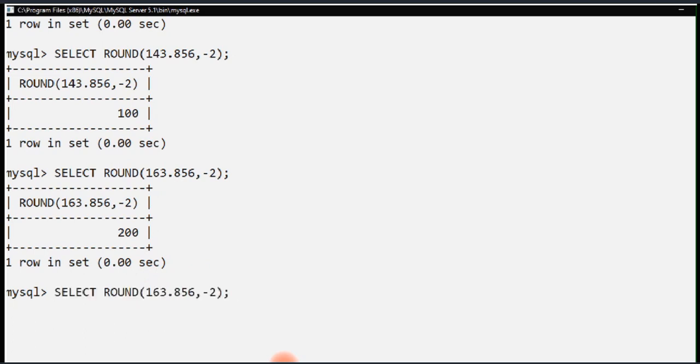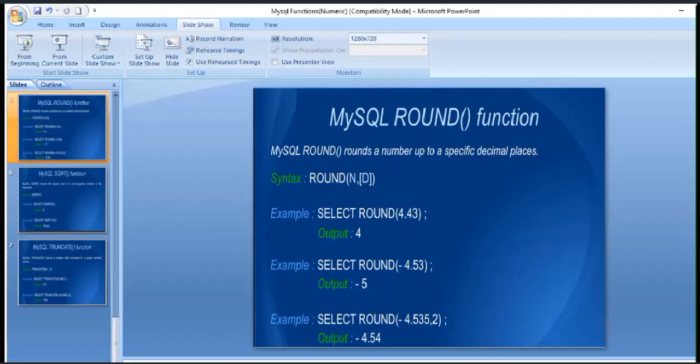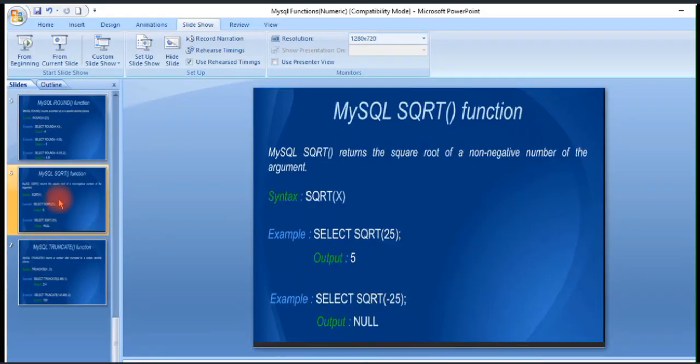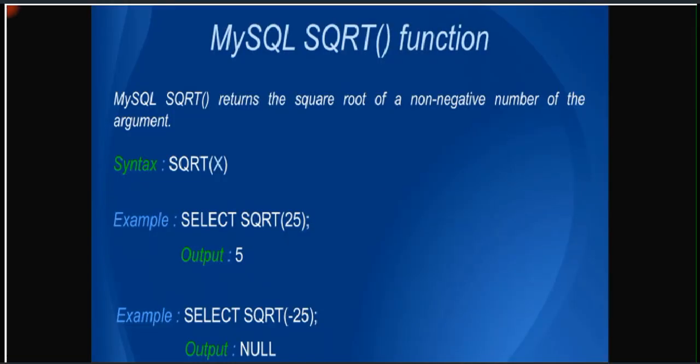Now, this way we have completed our round function also. Let's see our next function, which is the square root function. You must have done this in your math class also, how to find the square root. But in MySQL, you have an inbuilt feature. Directly you can find the square root value of a given number. See here it is given 25 and I want to find the square root of 25. Simply I will write select sqrt in the bracket 25 and the answer is 5.